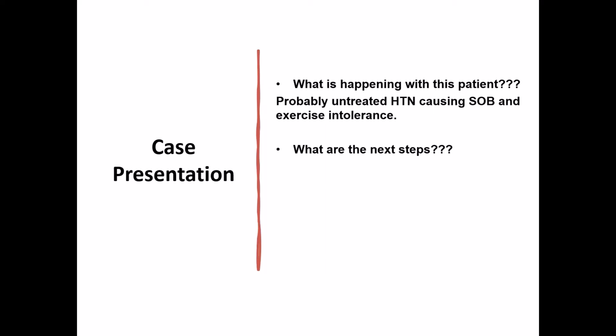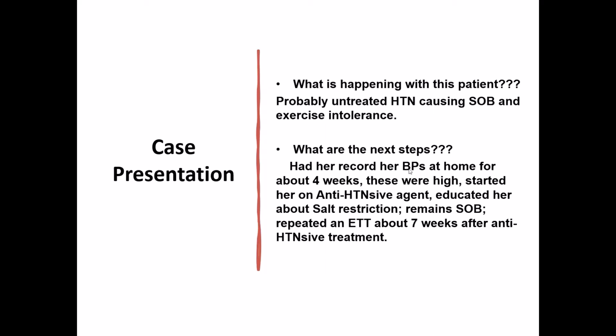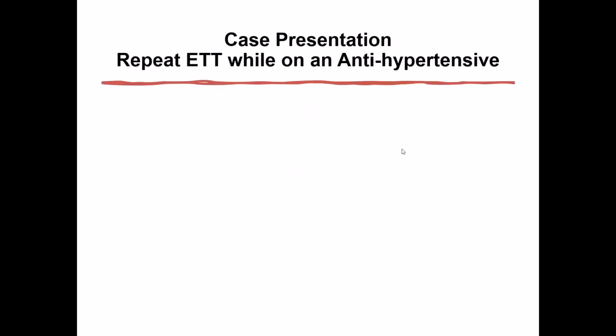And then what did I do? I had her record her blood pressures at home for about 4 weeks, and these were high. So I started her on an antihypertensive agent and educated her about salt restriction, but she still remained short of breath. And I repeated a treadmill test 7 weeks after antihypertensive therapy, thinking that she should do better. So here is her treadmill test while she continues to take the antihypertensive treatment. Any questions so far?